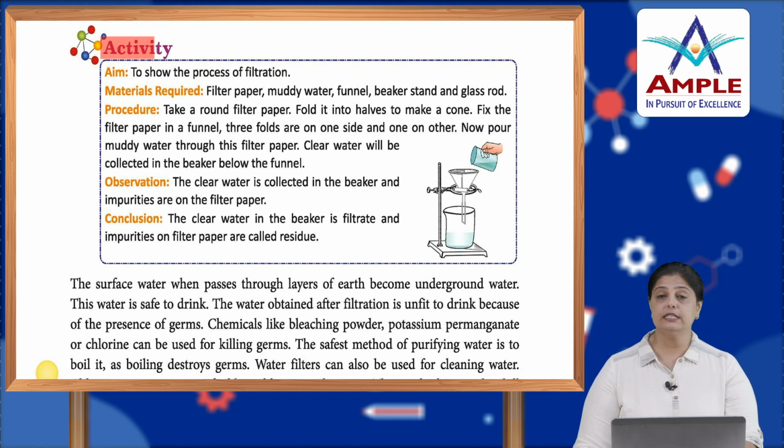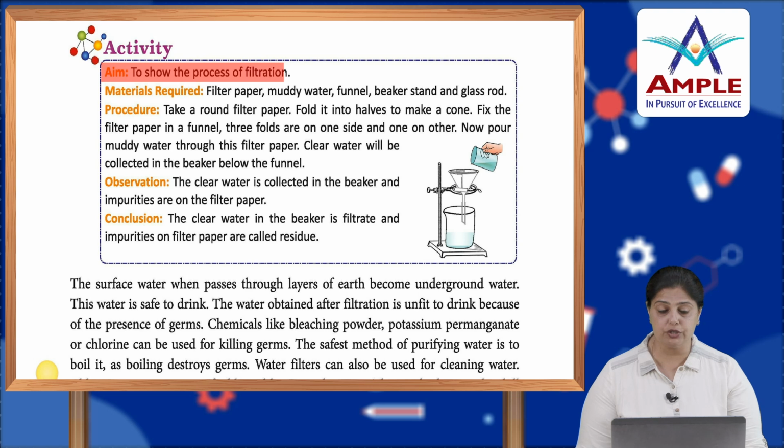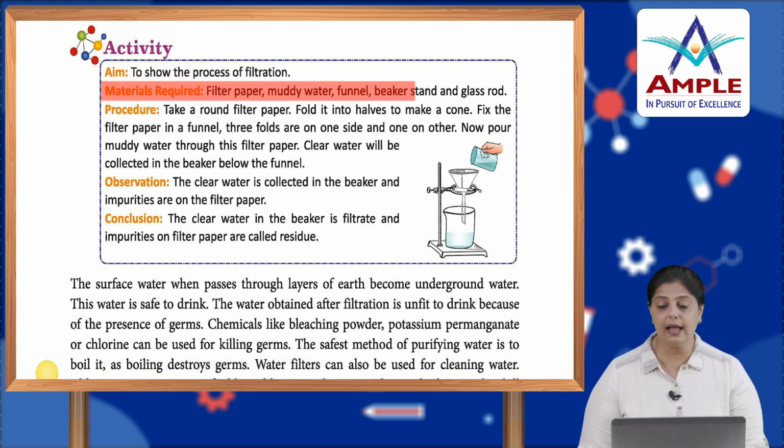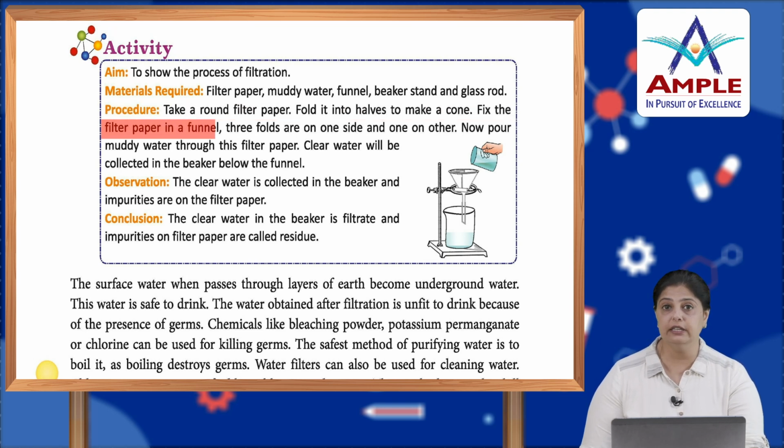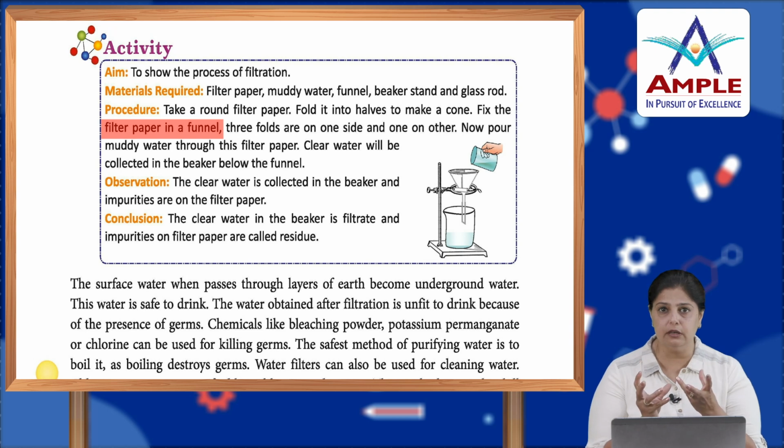Now, an activity to show the process of filtration. What you need is filter paper, muddy water, a funnel, a beaker, a stand and a glass rod. You take a round filter paper, fold it in half to make a cone. You can look at the diagram and see how it is made. Fix the filter paper in a funnel. A funnel is like a vessel which is used to pour water so that it does not fall here and there and goes directly into the jar or bottle that you are using.